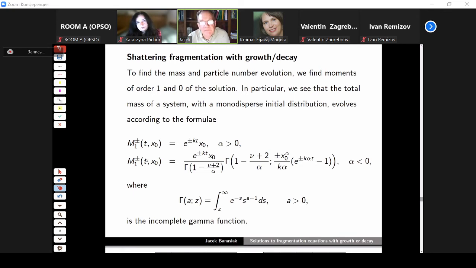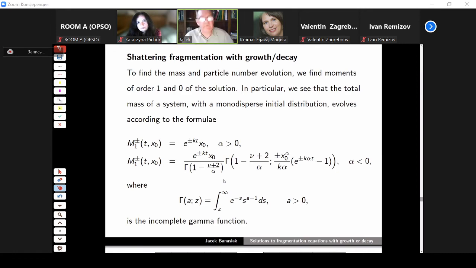Standard calculations show that the mass of the total system should grow or decay according to this formula here, so exponentially grow or exponentially decay. However, if you use our explicit solution to the problem and calculate the first moment, so we calculate the mass, then you can see easily that this is the theoretical growth or decay, but it is actually also multiplied by factors which show that there is a mass loss in each case. So the total mass doesn't follow the theoretical formula for mass growth or loss.